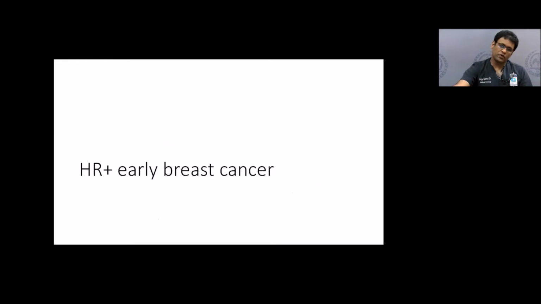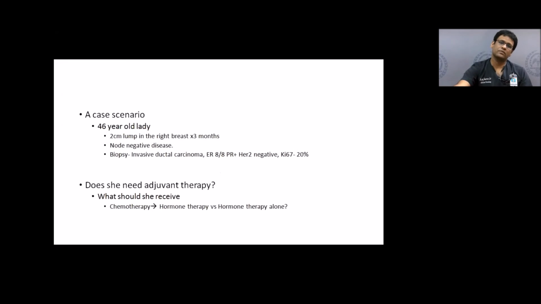So what do we do for hormone receptor positive early breast cancer? Let's say this is the common thing that happens for us in the clinic. We have a 46-year-old lady. She's come to us with a 2-centimeter lump in the breast for 3 months. She does not have any palpable nodes. A biopsy indicates that she has an invasive ductal carcinoma, which is ER positive. She is HER2 negative, and she has a moderately high proliferative index.